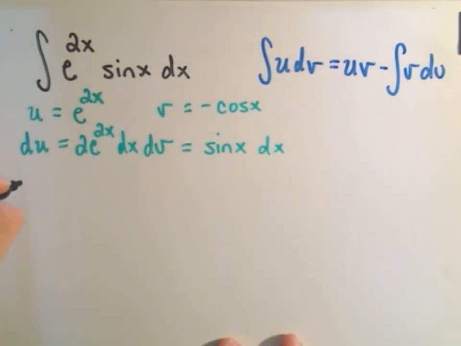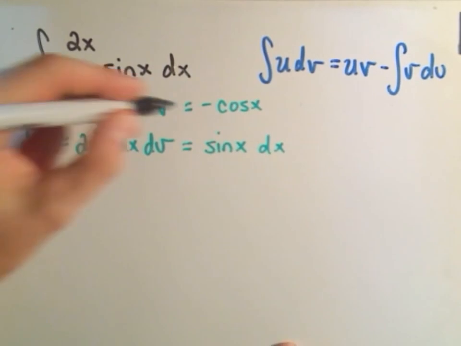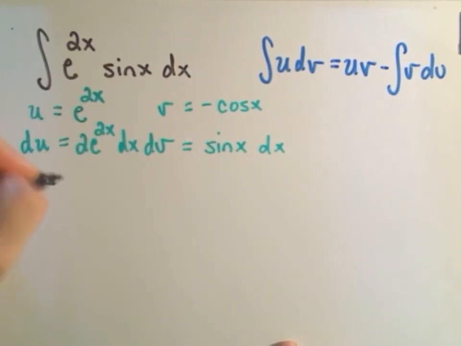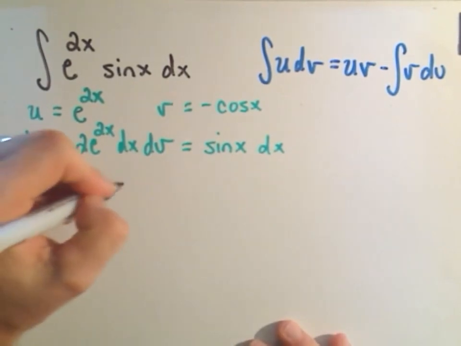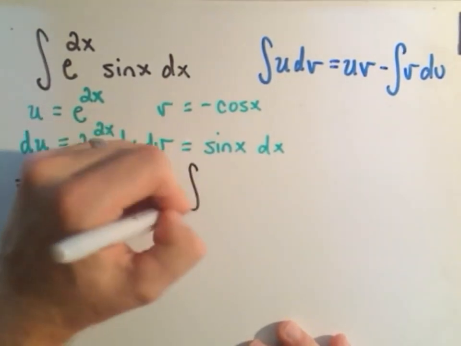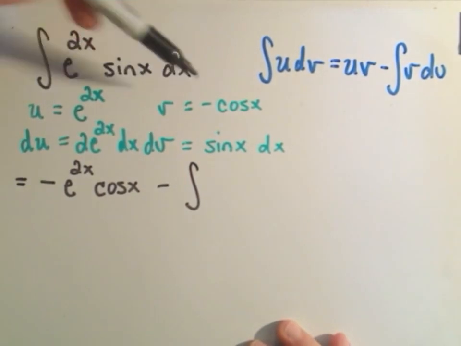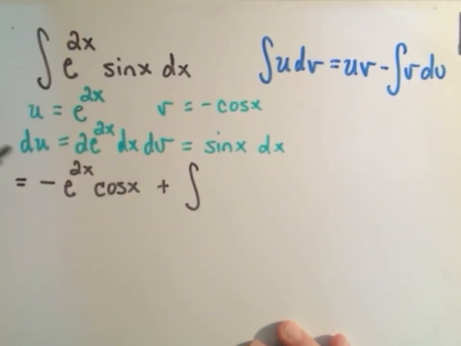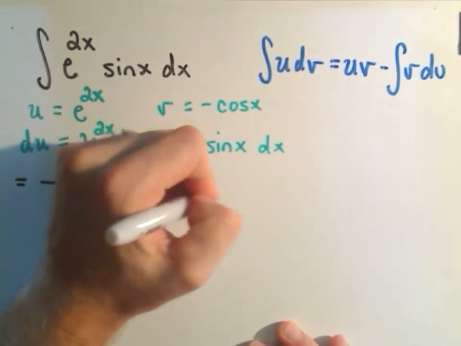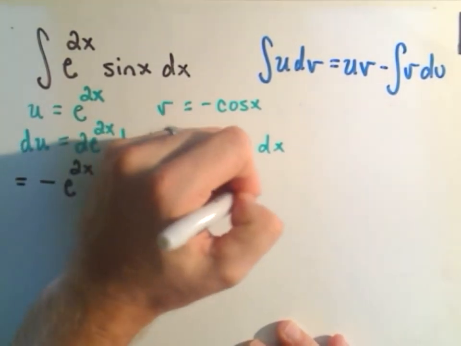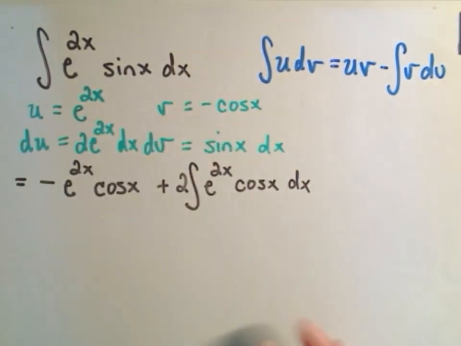Alright, so if we integrate this, it says we're going to get u times v. So I'll pull the negative out front: negative e to the 2x times cosine x, minus the integral of v, which is negative cosine x. So if I pull the negative out front, so v du, I'm going to pull the 2 out front as well, and I'll be left with e to the 2x cosine x dx. Okay, so there's my v du stuff, simplifying it all down at once.